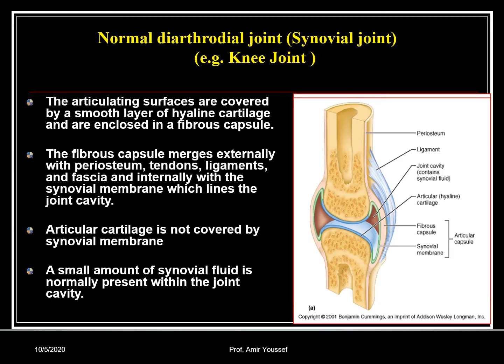Normal diarthrodial joint, synovial joint, for example, knee joint. The articulating surfaces are covered by a smooth layer of hyaline cartilage and are enclosed in a fibrous capsule. The fibrous capsule merges externally with periosteum, tendons, ligaments, and fascia, and internally with synovial membrane, which lines the joint cavity.